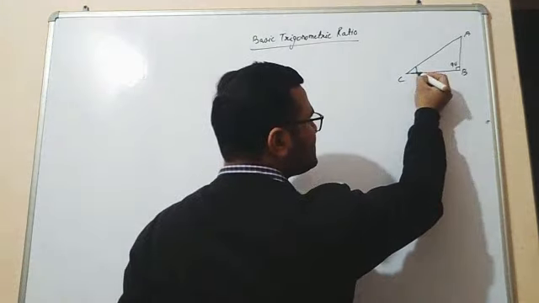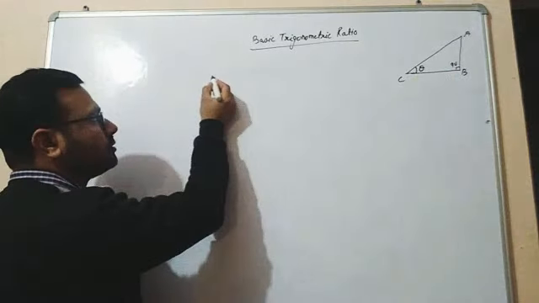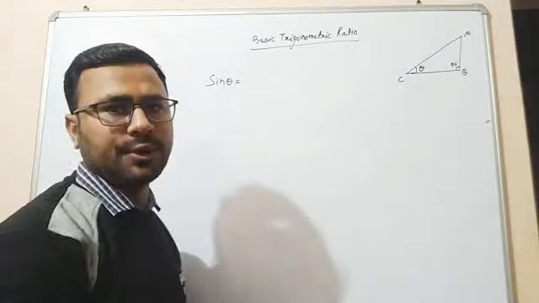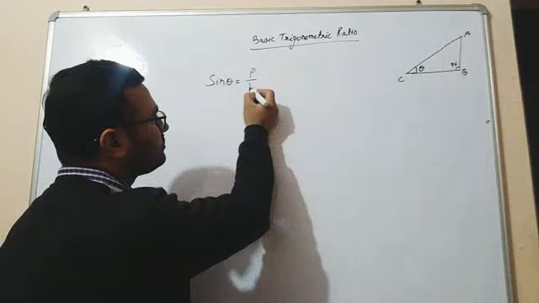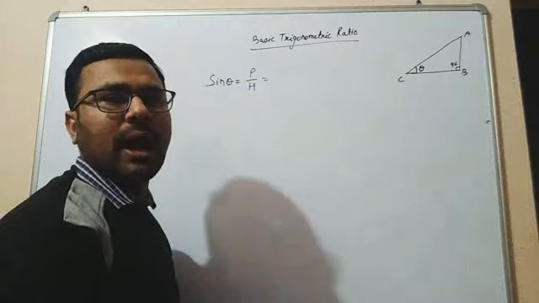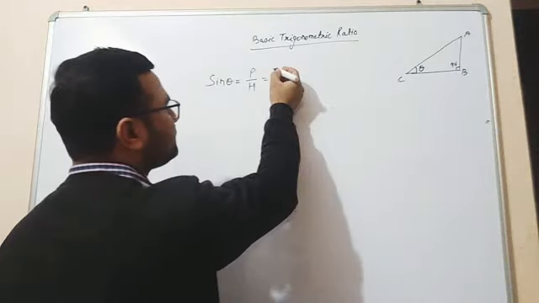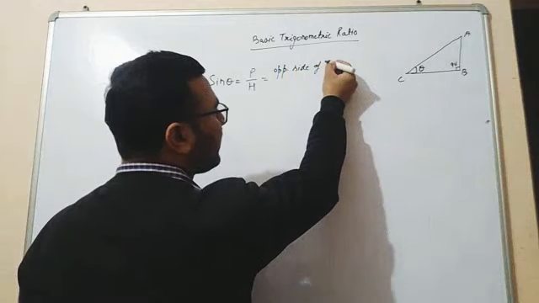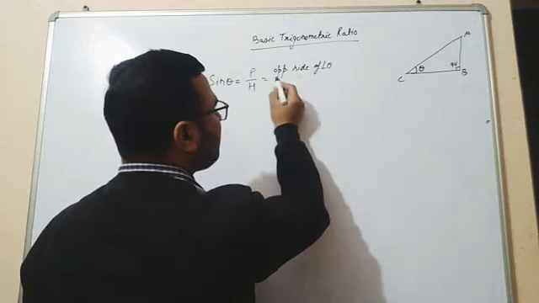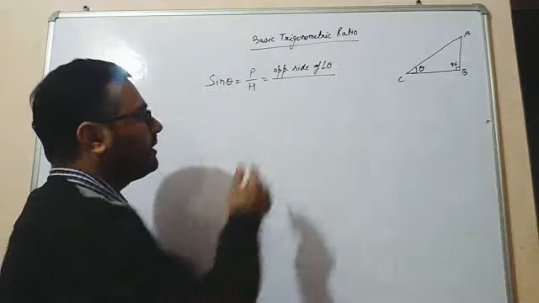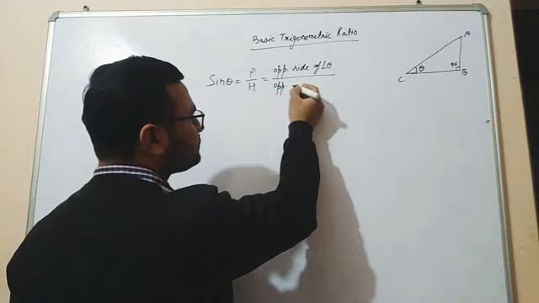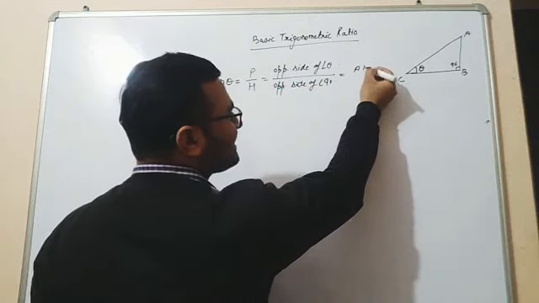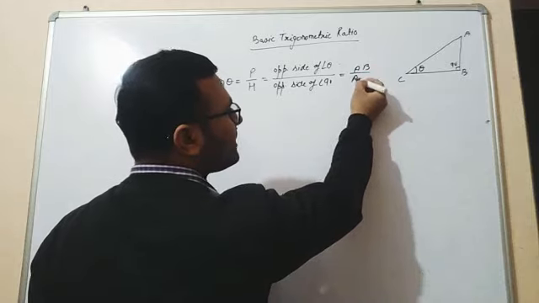We take angle C as theta. So sin theta is perpendicular upon hypotenuse. What is the perpendicular? Opposite side of angle theta. Or what is the hypotenuse? Opposite side of angle 90 degree. That is AB upon AC.